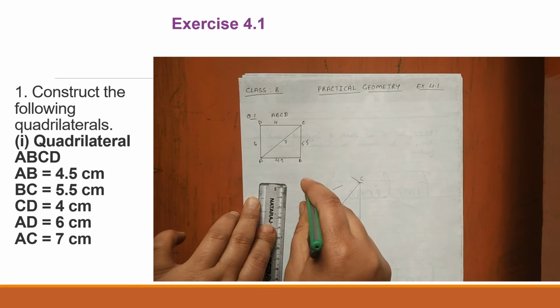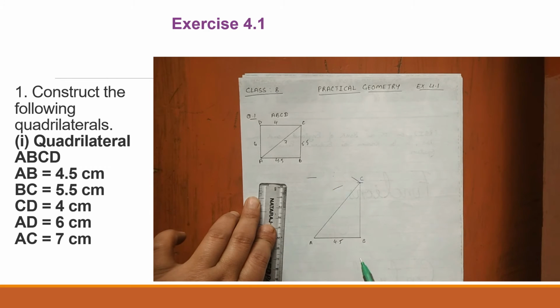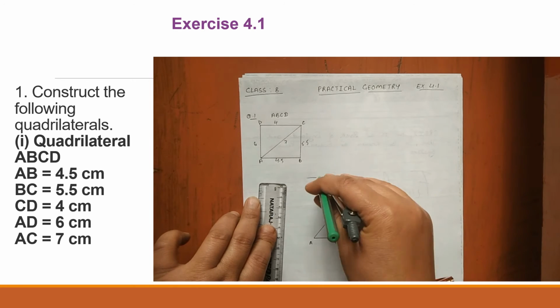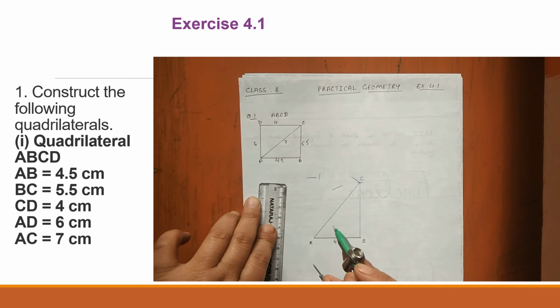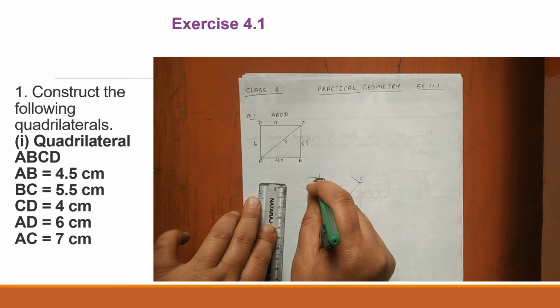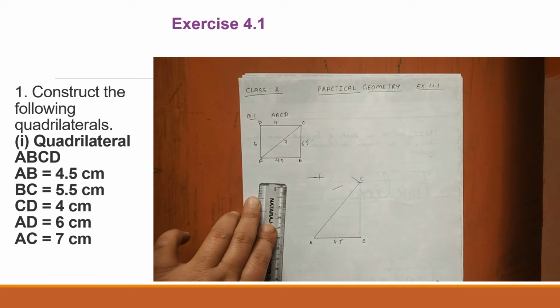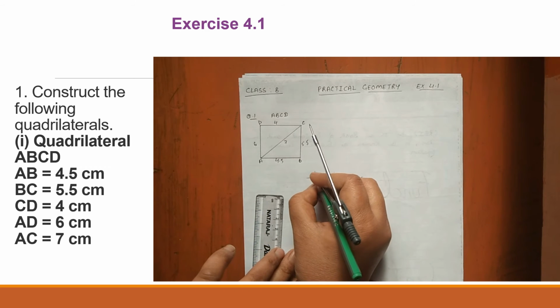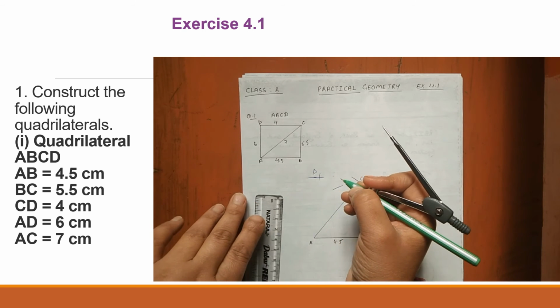From A as center, I have marked this arc. Now I will take a distance of 4 and from C as center I will cut an arc. The previous arc is quite short, so I will increase it so that both arcs intersect each other. Now both arcs intersect, and this point is point D.